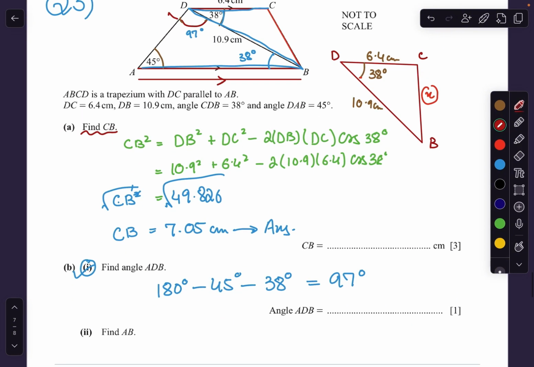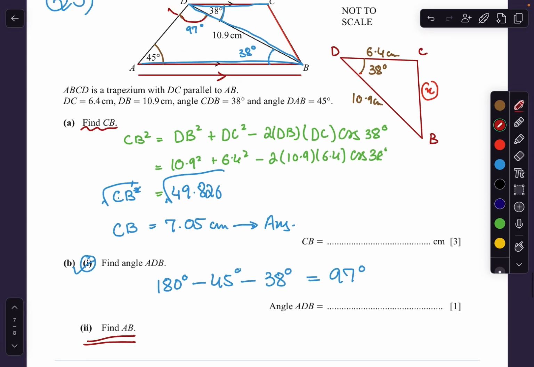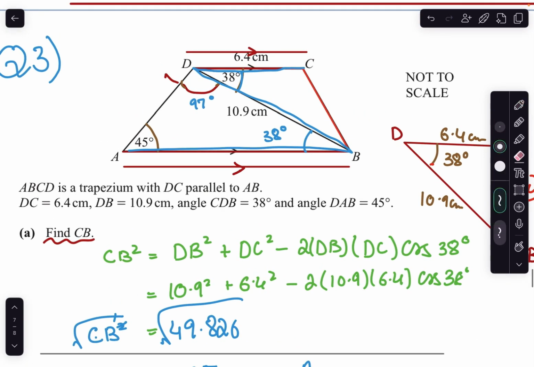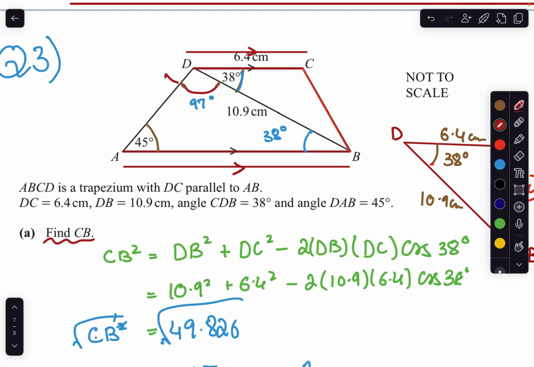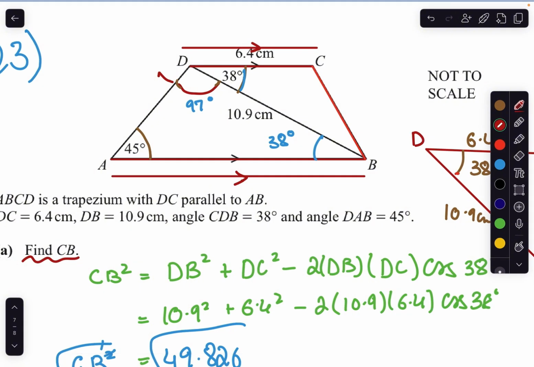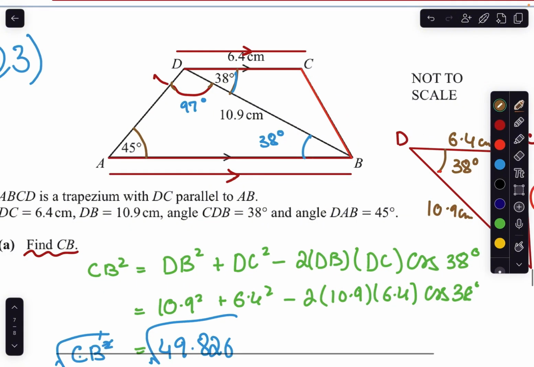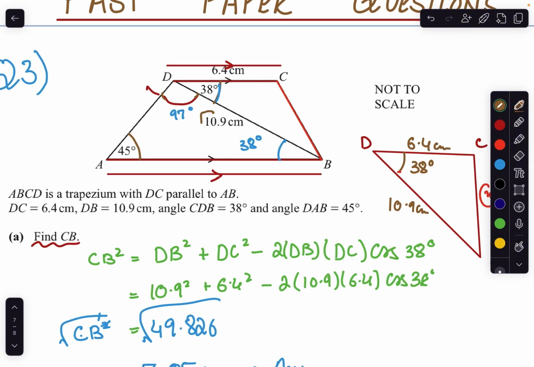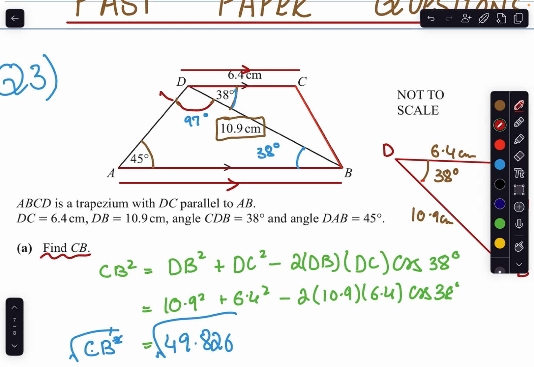Next, they are asking us to find AB. The second part asks to find the side AB. If we check this triangle ADB, all three angles are given, which is good, and one of the sides is given, that is 10.9. It means we can apply the law of sine because two angles and one side are given and we are finding the remaining side.